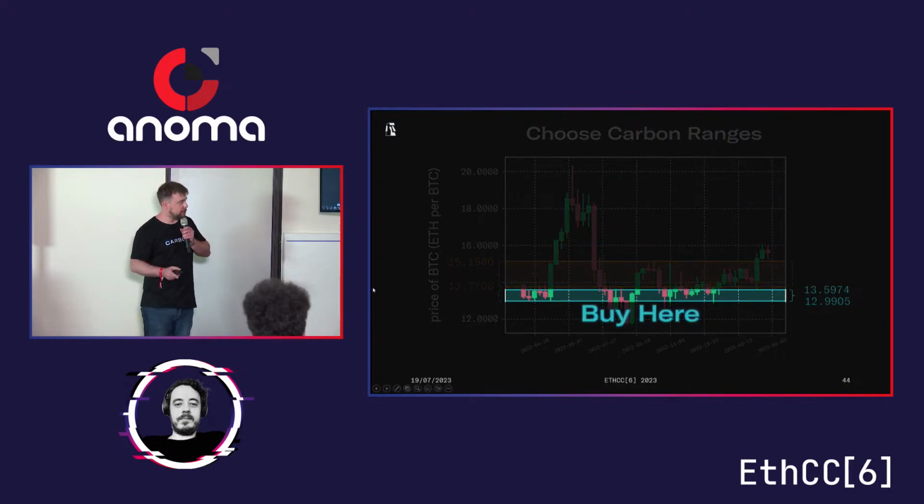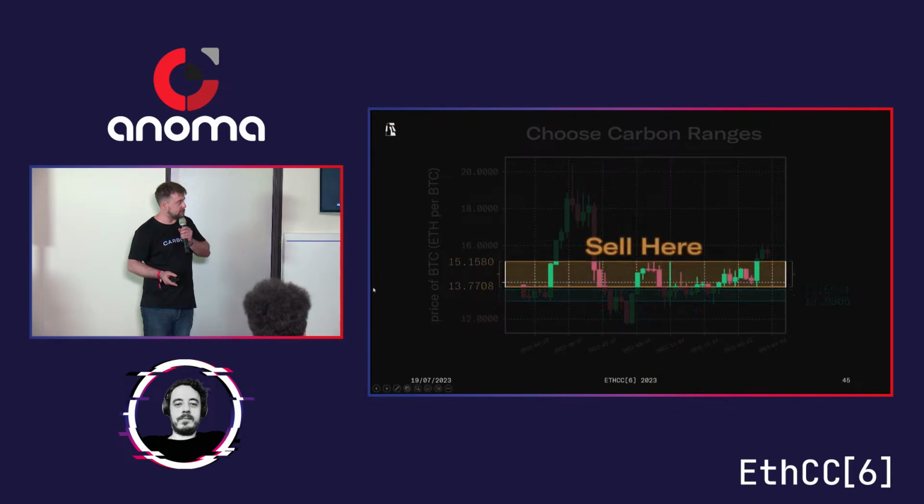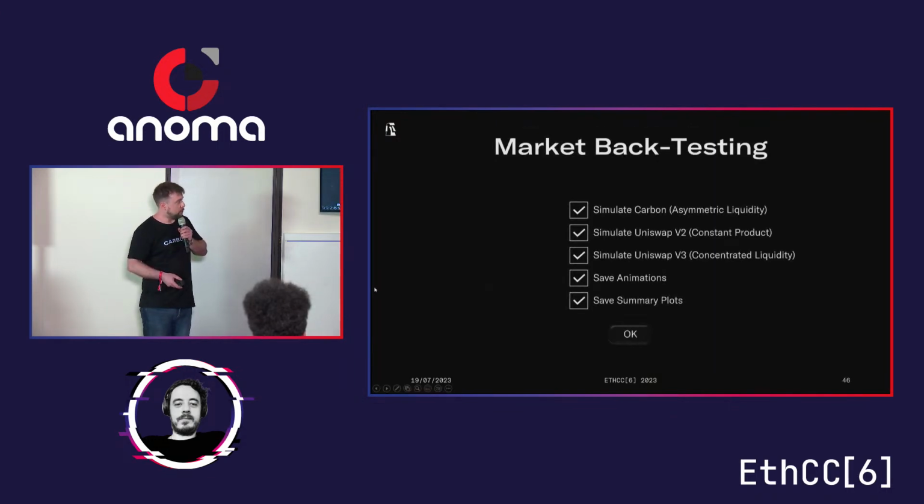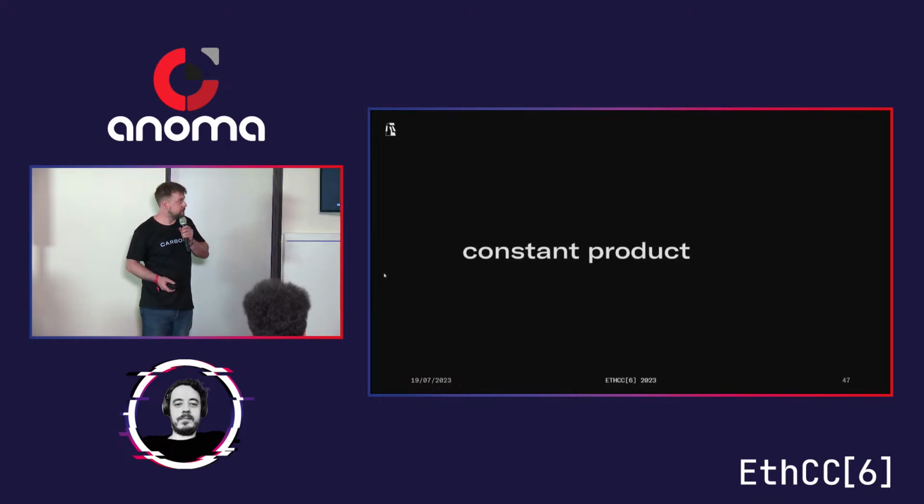So Carbon is only going to buy in this part of the market, and it's only going to sell in this part of the market. The way that the simulator works is you can choose specifically which protocols you want to simulate, which animations you want, and whether or not you want the final summary plots. So let's look at how a constant product functions.